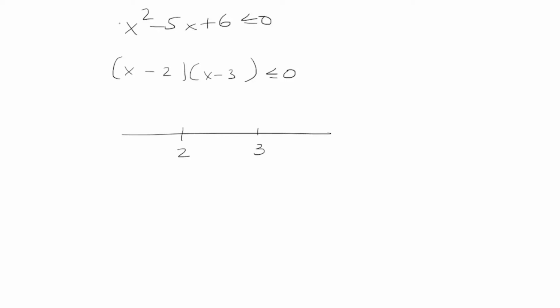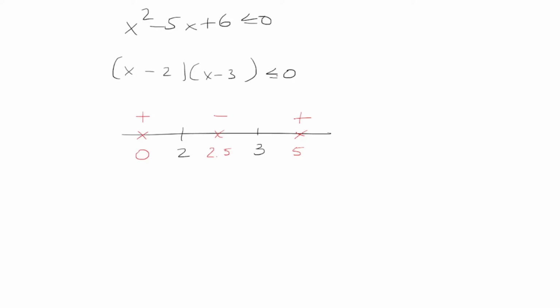So we pick a value to the left of 2, let's say 0. Plug it in here, you get negative 2 times negative 3. That's going to be positive. Pick a number between 2 and 3, say 2.5. Plug it in. This is positive, this is negative. Positive times negative is negative. Pick a number here, say 5. This is positive, this is positive. Positive times positive is positive.